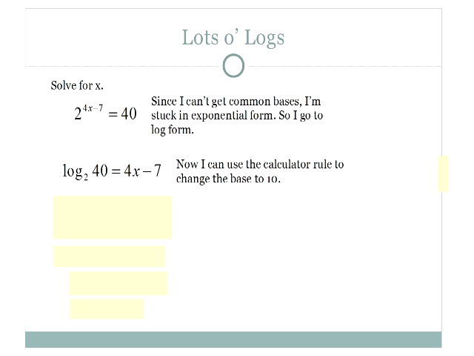All I have to do now is change the base. Just remember that the base is on the bottom. Log to base 2 of 40 is the same as log 40 divided by log 2. By the way, you can check that out.